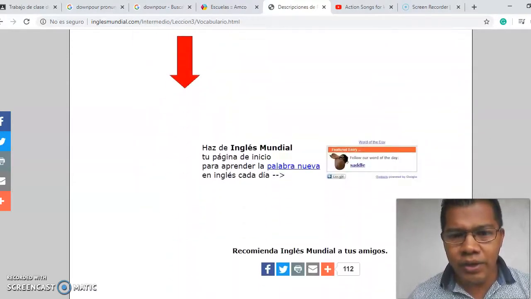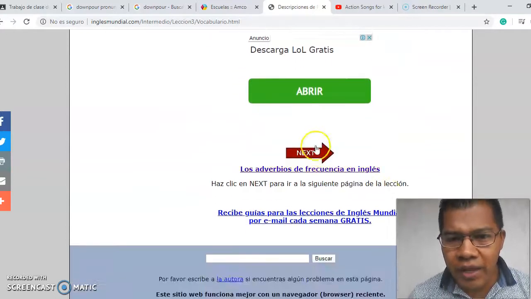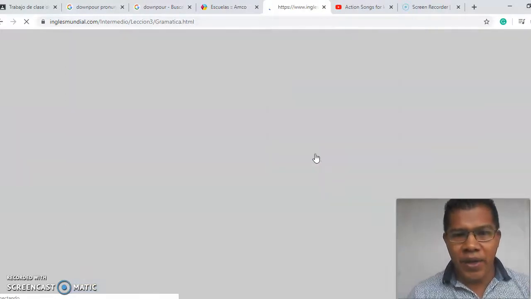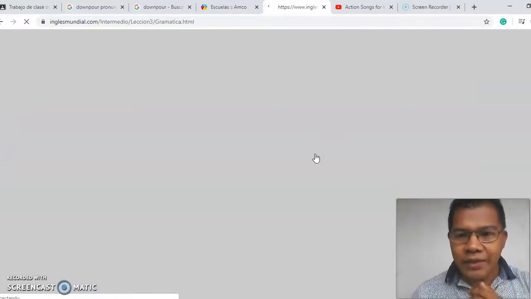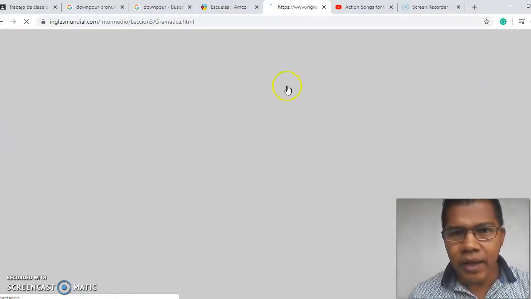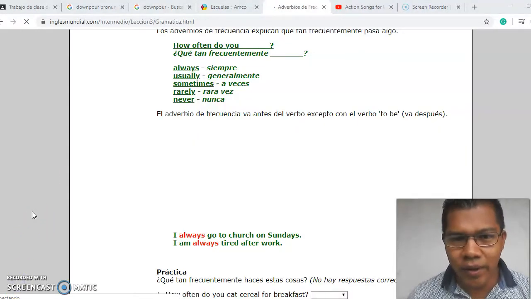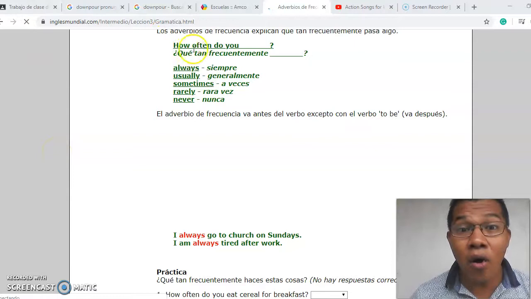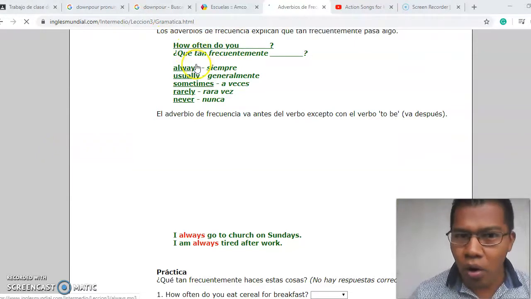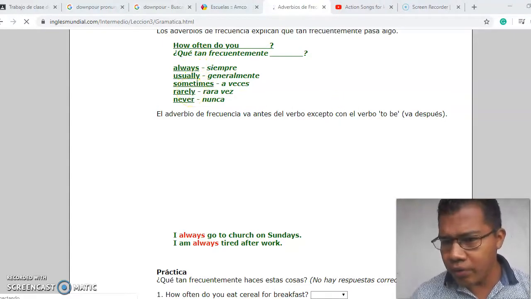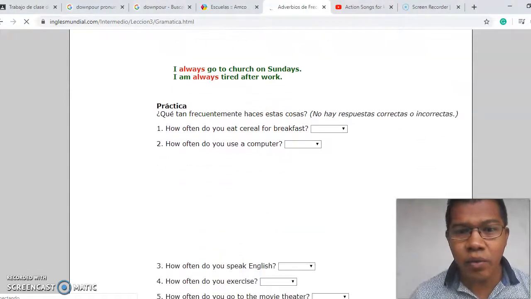Once I have finished with all these activities, I'm going to go here to this arrow, next, okay? And it's going to take me to the next one. Next exercise. Just give it a second over here, please. And it's going to open. Okay, now that I have opened the next part, it's going to take me. How often do you? Always, usually, sometimes, rarely, never. This is more practice to consolidate the topics we have studied.